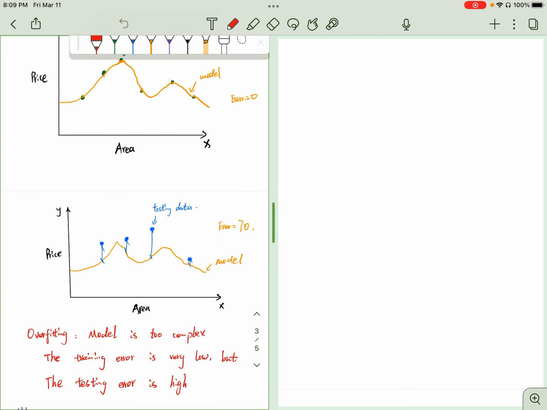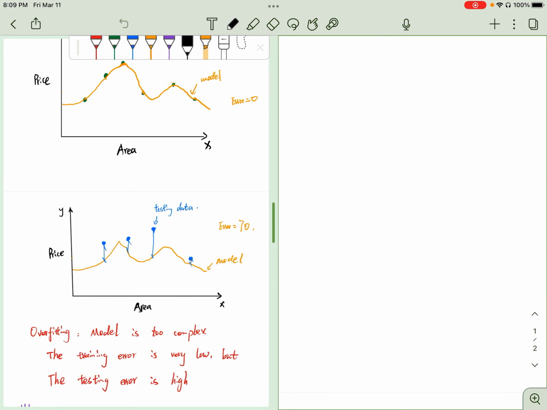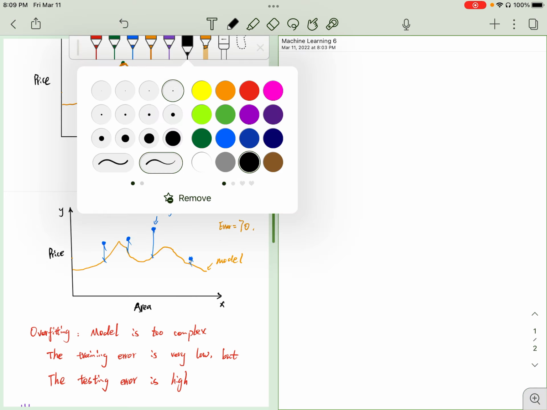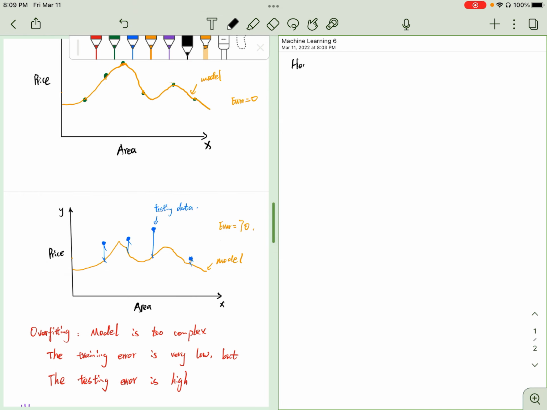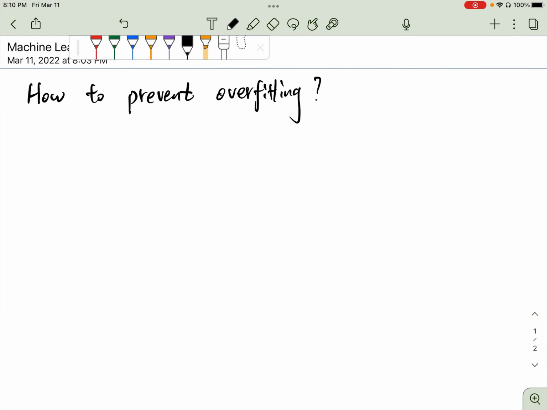So in this lecture, we will mainly talk about how to prevent overfitting, mainly in linear regression. This is the topic we will mainly cover today.